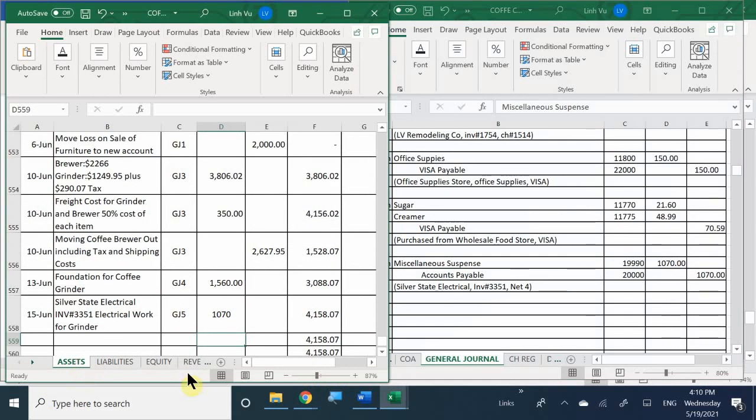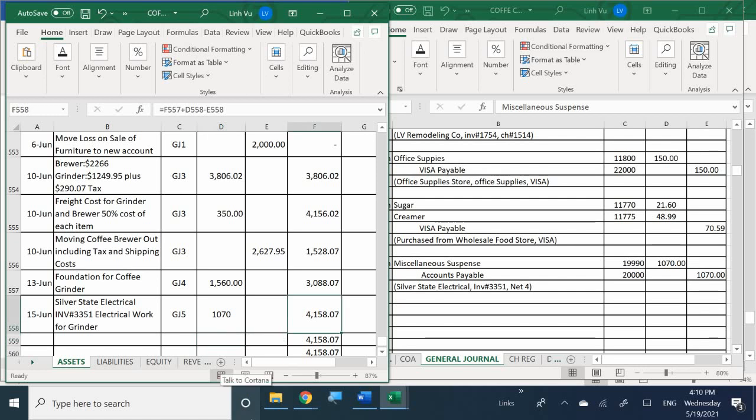Correct. In this case, because we took the coffee brewer out, the only thing we have left is the coffee grinder. We have the foundation here, and we have the electrical work. So your grand total for this coffee grinder is right here. We added everything up automatically. Okay. Yep, it's right here.